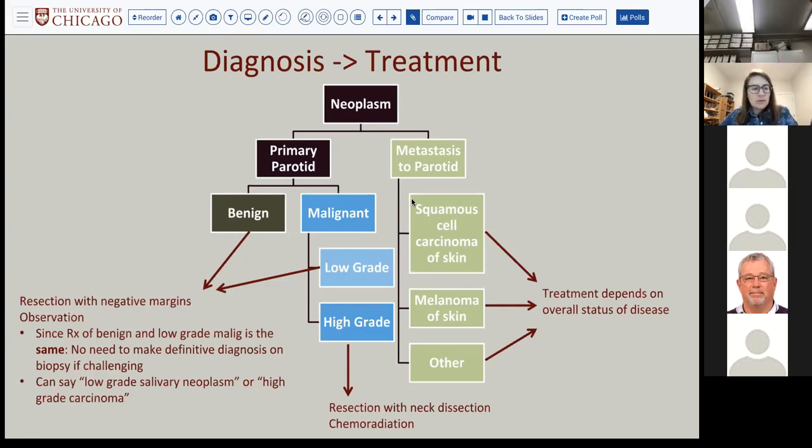Treatment in these cases will certainly depend on the overall disease status of the patient. So hopefully that's an overview of how I like to broadly frame these neoplasms.